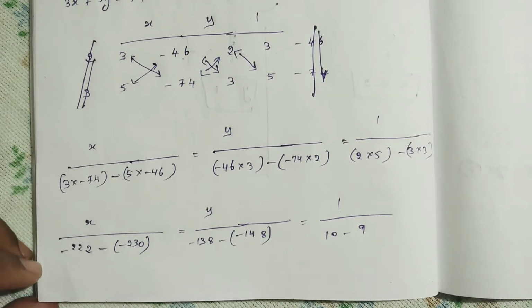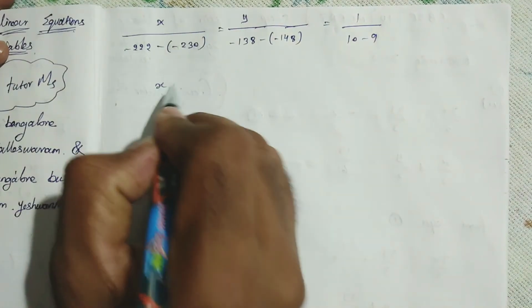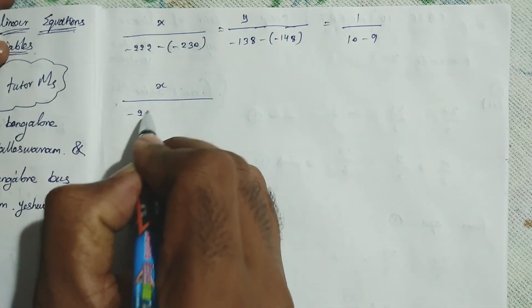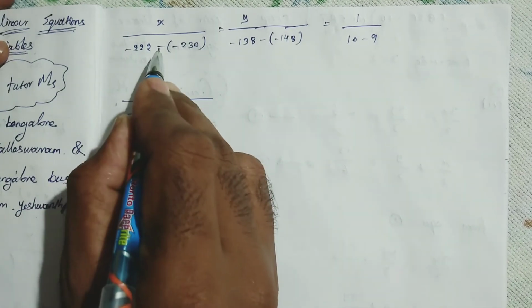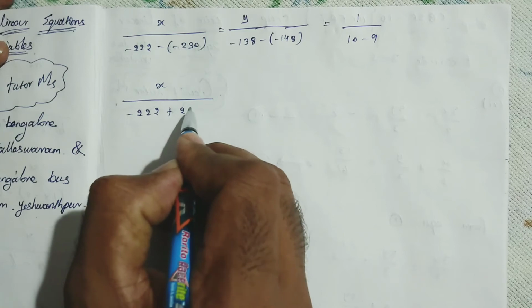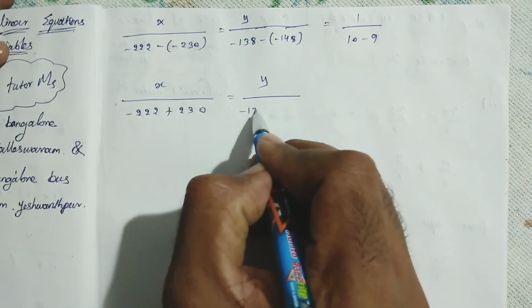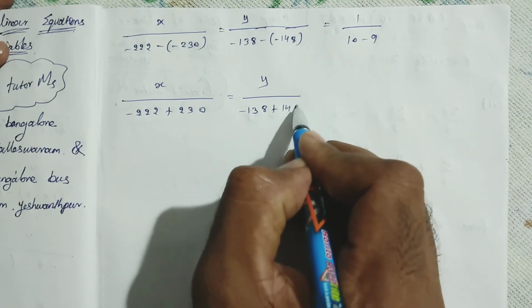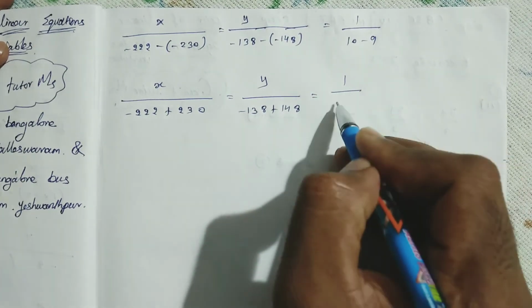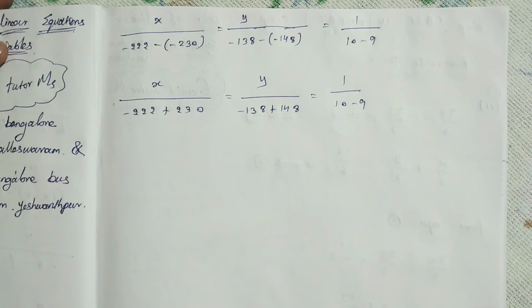Clear? Next, now you can solve the problem. X divided by minus 222, now minus into minus plus, so plus 230 equal to y divided by minus 138 plus 148 equal to 1 by 10 minus 9. Now we can go with the subtraction or addition. Clear? Depends upon the symbols.